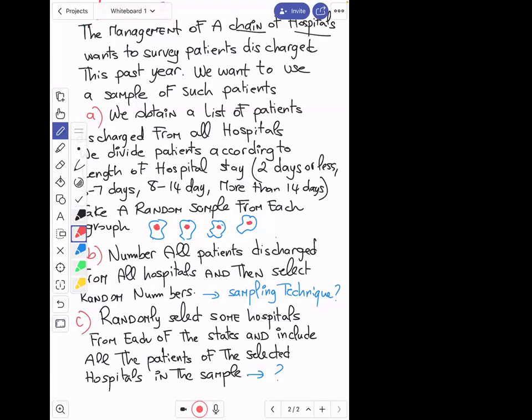sampling. So this is stratified sampling, right? We are dividing the population into subgroups. So here we have 4 subgroups depending on the hospital stay, and then we take a random sample from each subgroup, right? That's exactly stratified sampling. All right, what about number B? Any guess for number B?